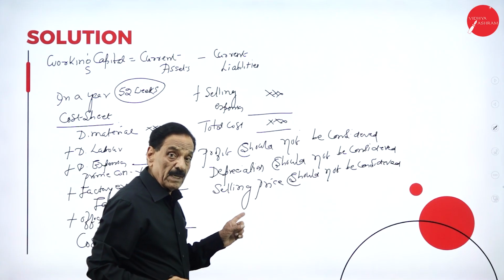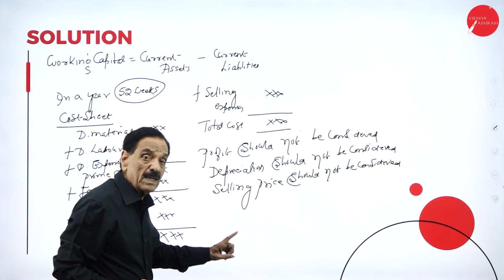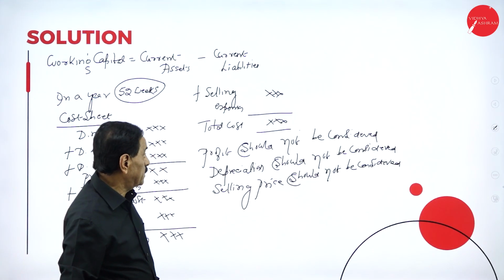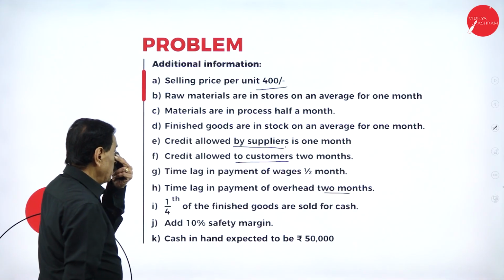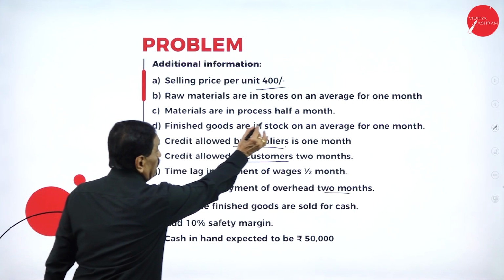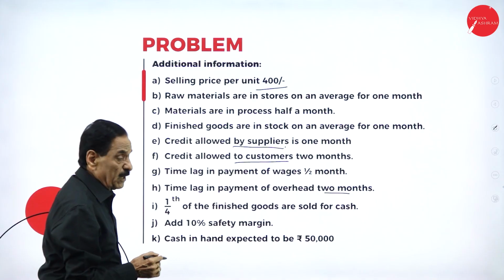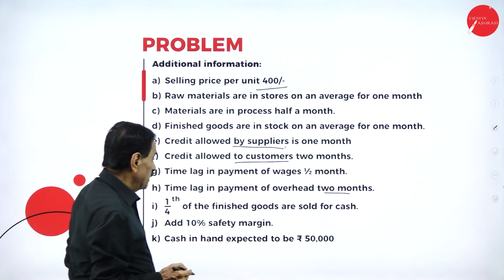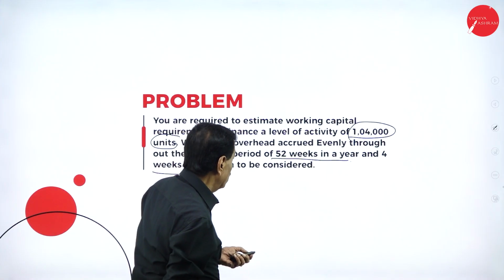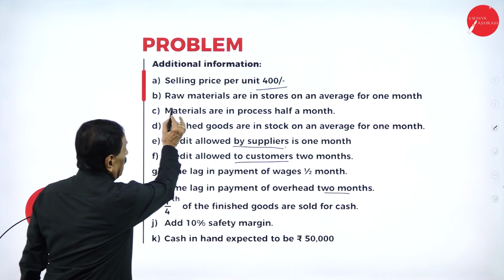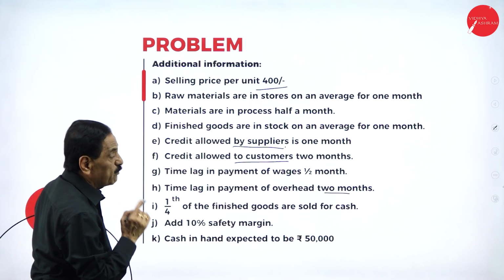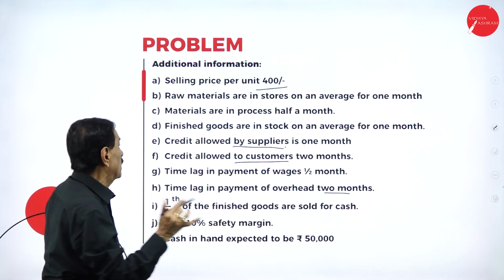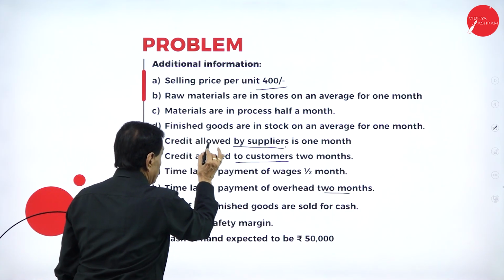Debtors should not be taken on sales. Here, debtors should be taken on total cost price. While doing the problem, material in process is half a month. Here, 1,04,000 units, because all have been converted into weeks. How to do that? Raw materials in store average 1 month. 1 month means 4 weeks. 1,04,000 divided by 52 into 4.